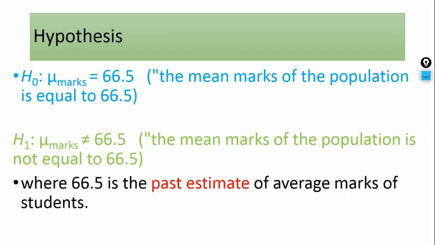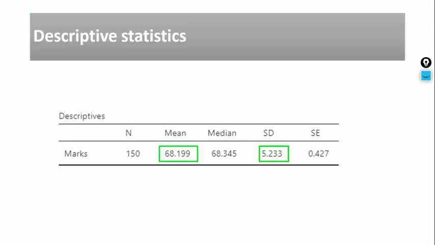These are my assumptions, hypothesis. Let's check. First of all, we will check the descriptive statistics. In descriptive statistics, the mean is 68.199. We have compared it with 66.5. Standard deviation, the variation in my data, the spread of my data, is 5.233.